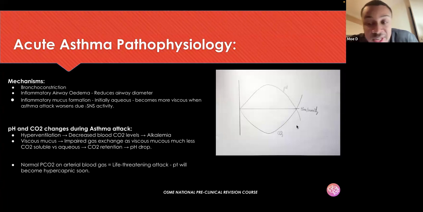and the pH begins to decrease. And this is clinically relevant because if you see a patient and you take their arterial blood gas and it's a normal PCO2, then this indicates that it's probably a life-threatening attack. They're probably on the upward trajectory, and they're going to have hypercapnia soon, they're going to have a high blood CO2. So you should probably admit the patient to intensive care.